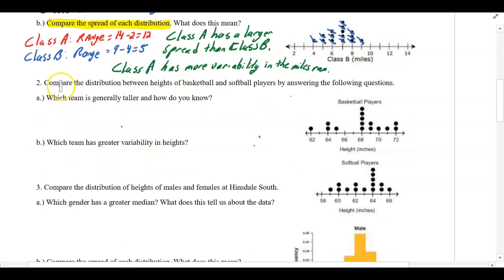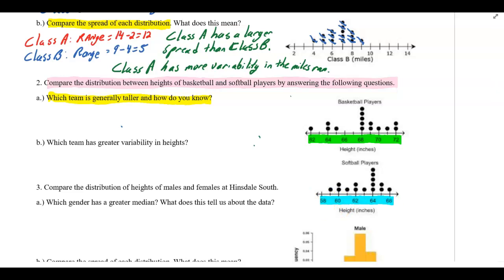If we look at problem number 2, we want to compare the distribution of the heights of the basketball and softball players by answering the following question. And you can see 2 dot plots. Part A says which team is generally taller and how do you know? So if you look at the 2 dot plots, first thing you might want to do is look at the axes. So the basketball players, their heights range from 62 to 72. In contrast, the height of the softball players range from 58 to 66.